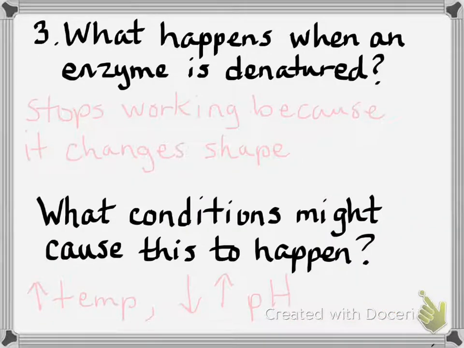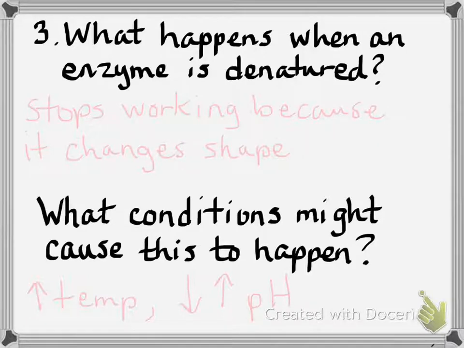Okay, number 3. What happens when an enzyme is denatured? It stops working. Yeah, so an enzyme is denatured. Something's happened to its shape. It's lost its shape, and it will stop working. We know when an enzyme is denatured, it doesn't make product, so it stops working. And the reason it stops working is because it changes shape.